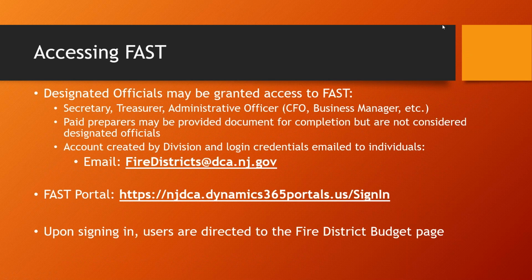Accessing FAST. For fire districts, designated officials may be granted access to FAST. So a designated official is the secretary for the Board of Fire Commissioners, the treasurer for the Board of Fire Commissioners, or an administrative officer. This includes somebody in the role of chief financial officer, business manager, etc. This is the individual that is either responsible for the day-to-day operations of the fire district, the preparation and execution of the budget, or both.